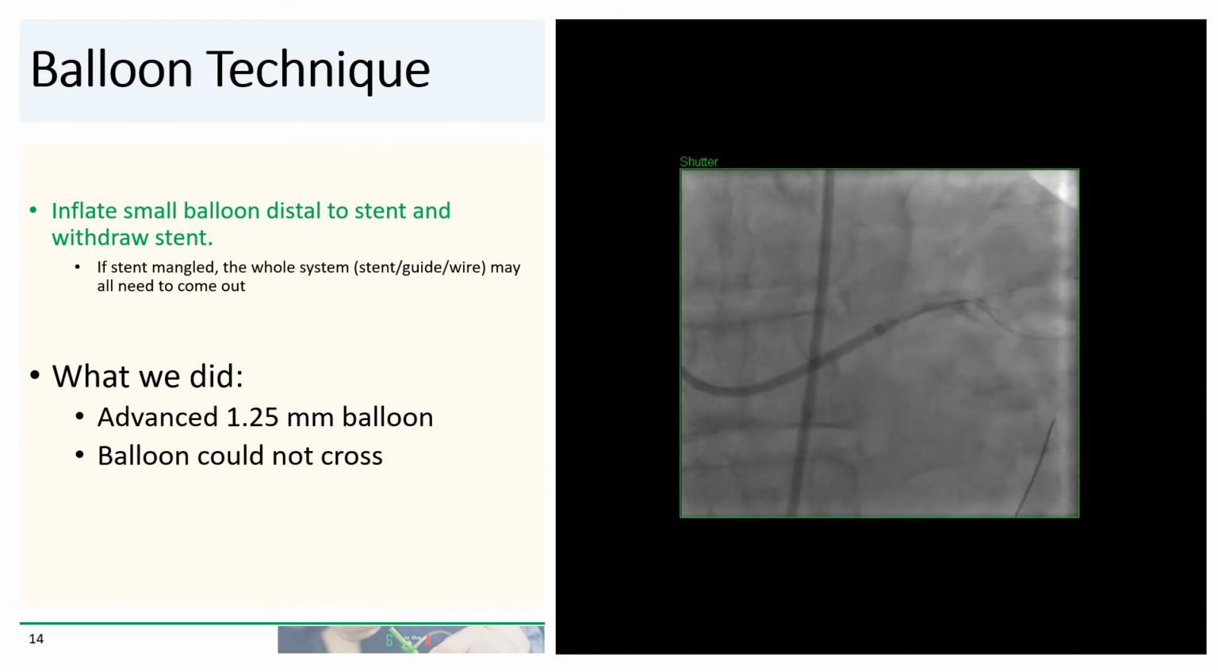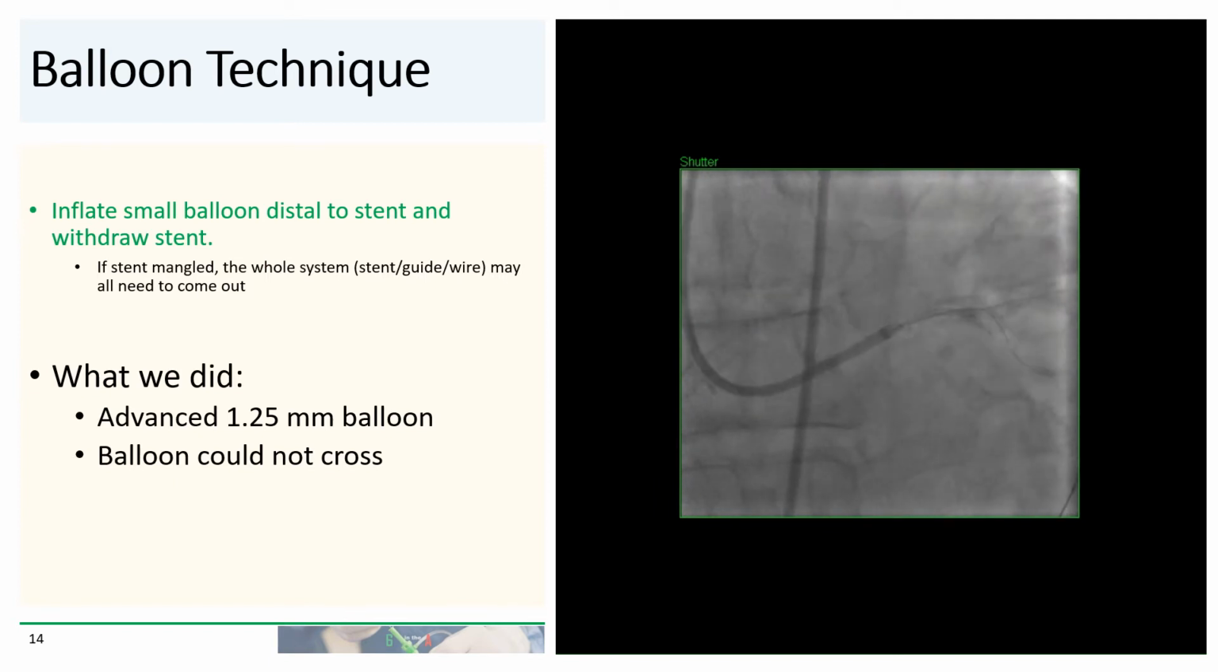The balloon technique basically involves trying to slide a balloon through the stent distally, inflating the balloon distal to the stent, and then withdrawing the stent and balloon together. Now, if your stent is not too badly mangled, it can sometimes actually come right through the guide and out, leaving the wire behind. But in general, most of the time, the stent is mangled enough that the whole system, including the stent, guide, and wire, may all need to come out.